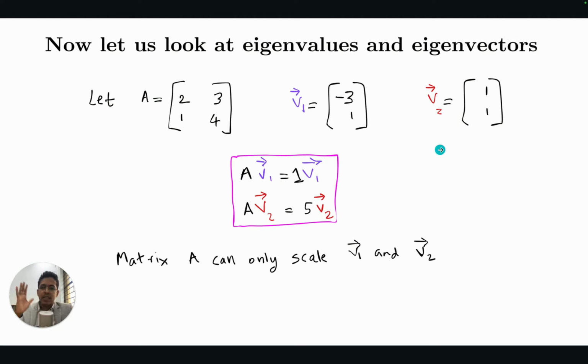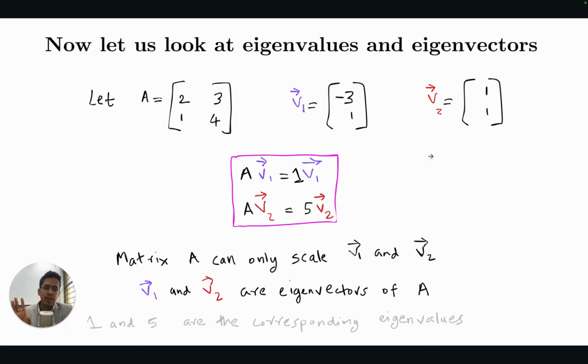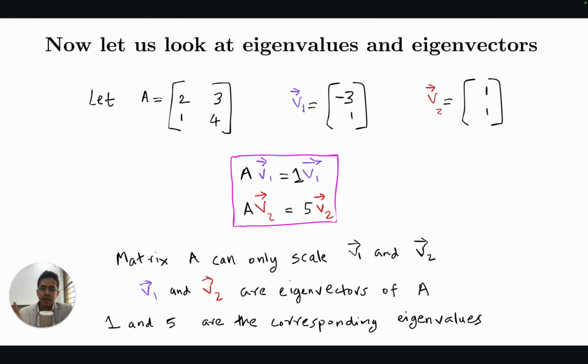Matrix A is just scaling vectors v1 and v2. And here, v1 and v2 are examples of eigenvectors of A, right? Because for these vectors v1 and v2, A can only scale. And 1 and 5 are the eigenvalues corresponding to v1 and v2. So now you might be able to think of eigenvalues and eigenvectors in terms of transformation.